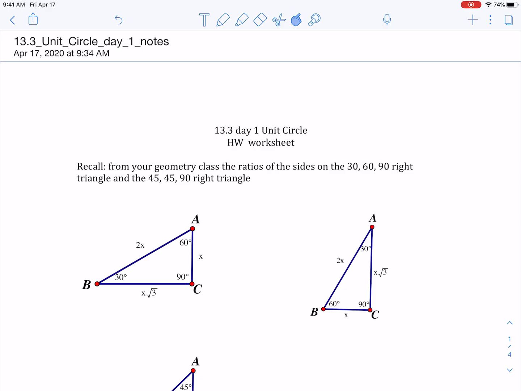Hello. Today we're going to be looking at 13.3, day 1 of the unit circle. What I'm going to do here is just walk through the notes, and hopefully that'll help as you take a look at your homework for the weekend.